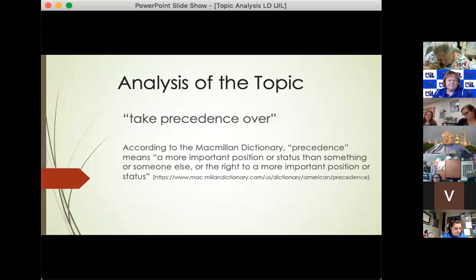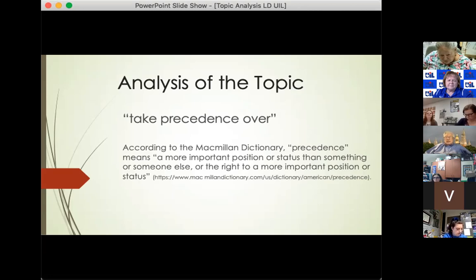Then we have this comparative term in the resolution. Whenever you have a Lincoln-Douglas value topic, which all Lincoln-Douglas topics should be, you have to have a comparative term. So in this resolution, the comparative phrase is "take precedence over." So concerns about the environment should take precedence over environmental extraction.